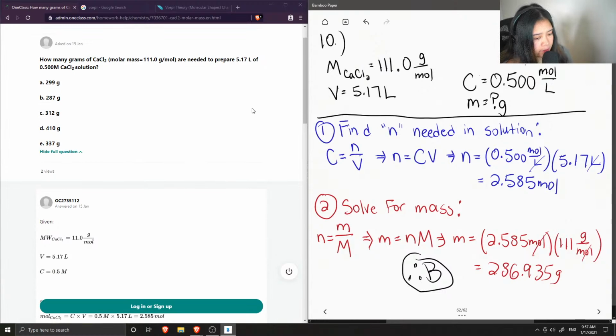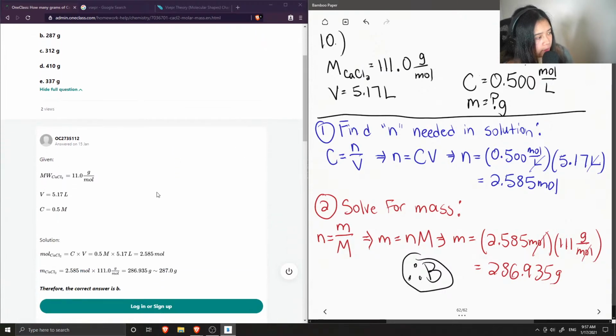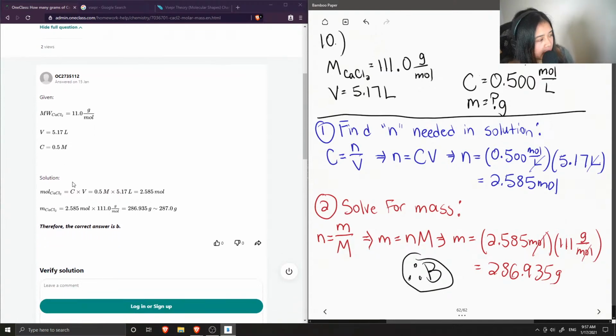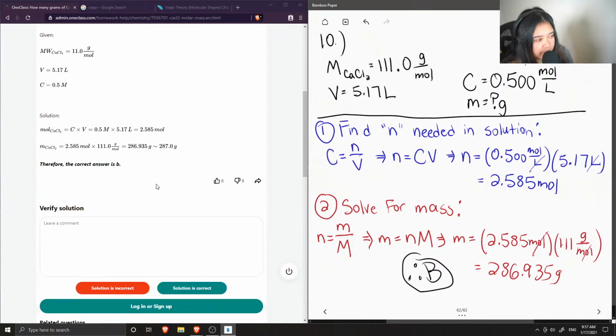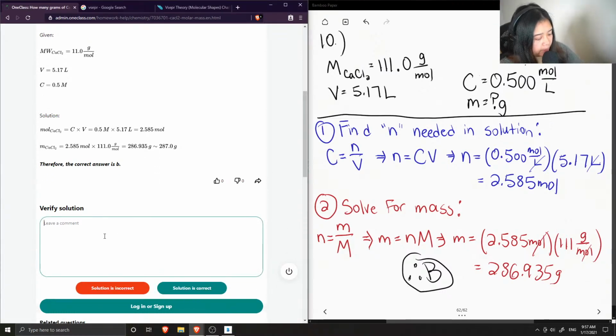So let's see what the junior tutor said. They wrote down everything that was given. I think they meant to say 111 instead of just 11. Volume and concentration. First, they multiplied concentration and volume to get 2.585. And they multiplied number of moles by the molar mass, and they also got around 287. So this solution is correct.